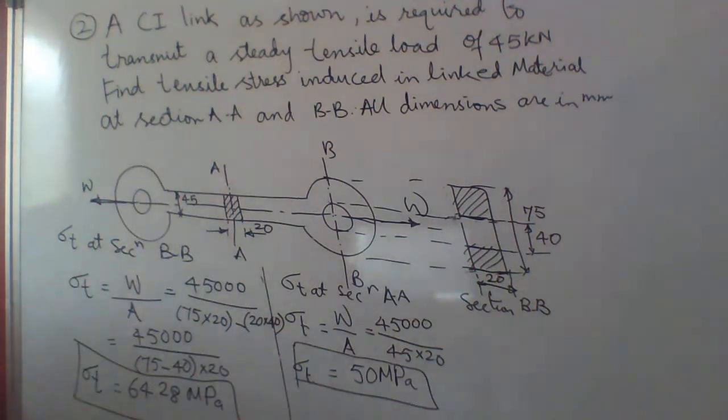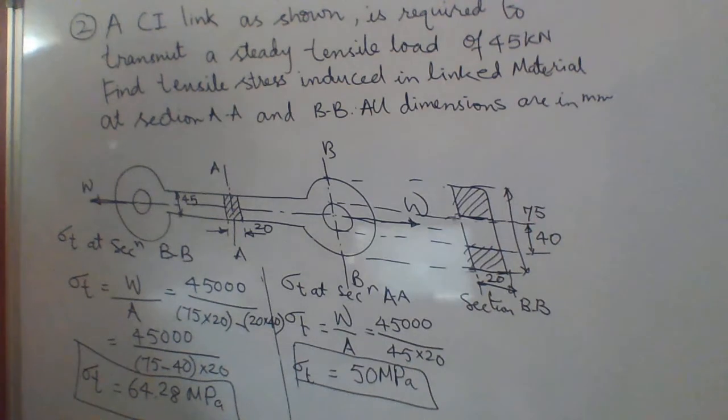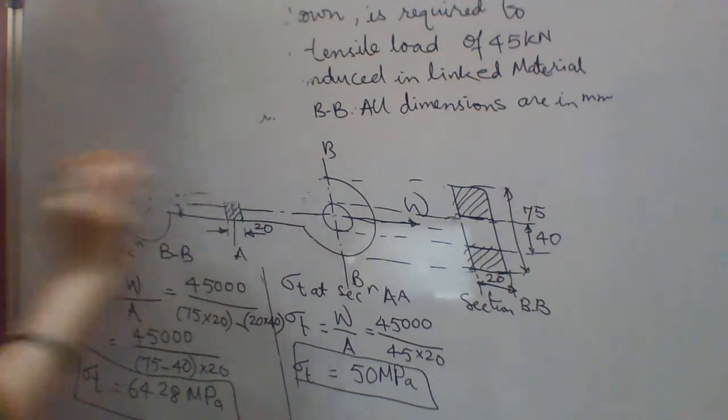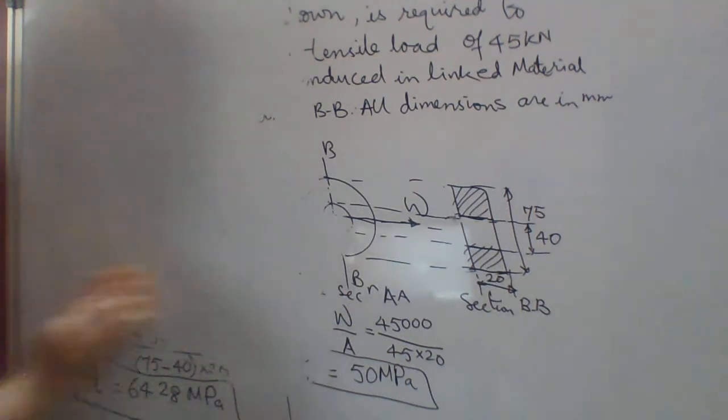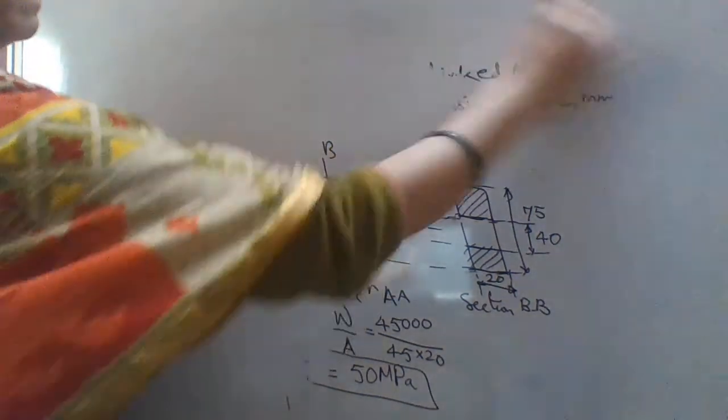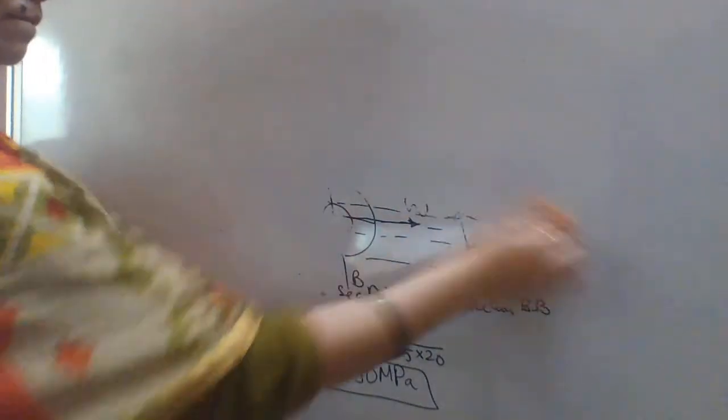Now we'll take the next numerical. It is based on punching shear. We revise the formula required for punching shear, because in the previous part 1 I have already explained punching shear.